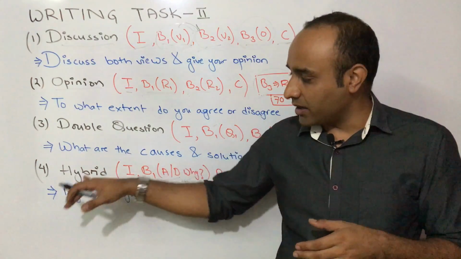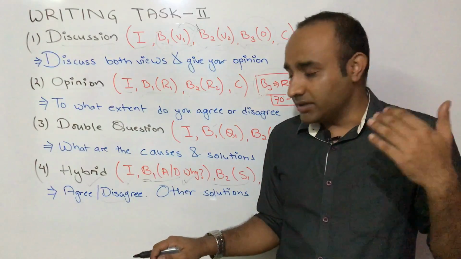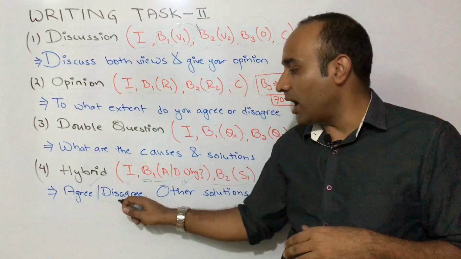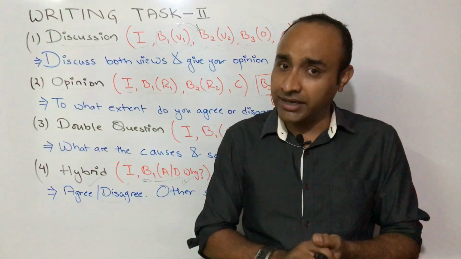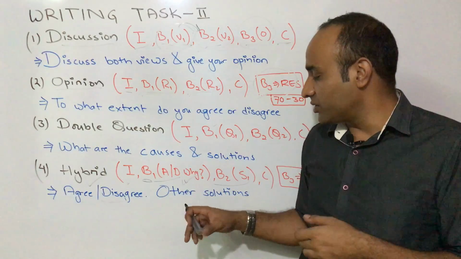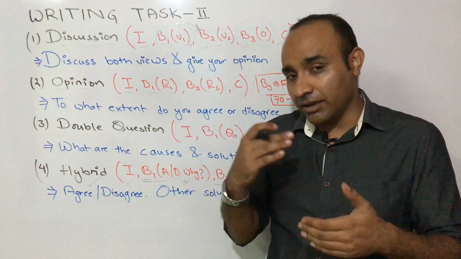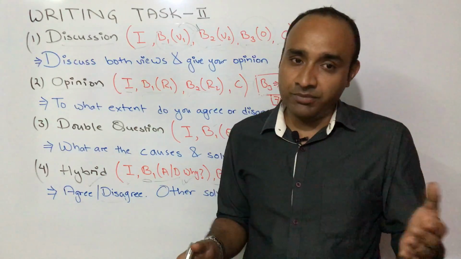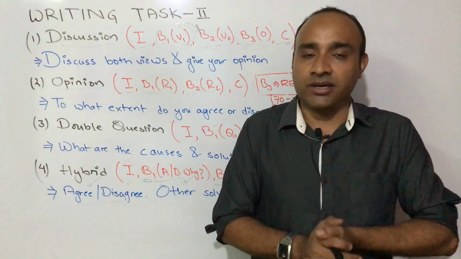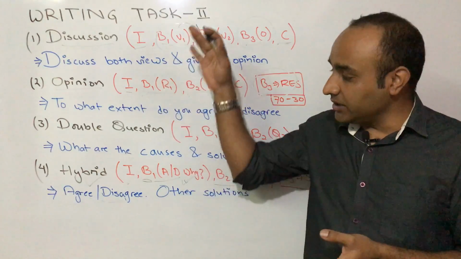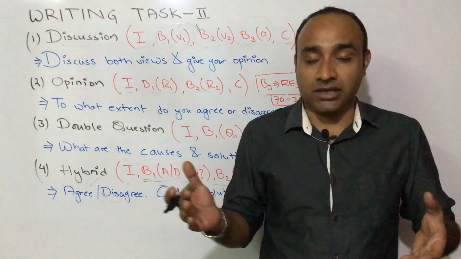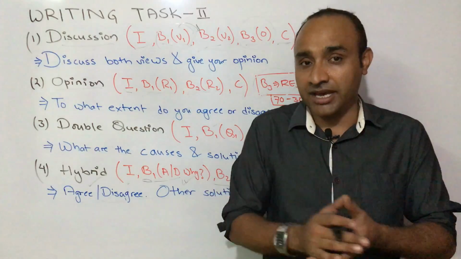So the first paragraph is going to be your introduction. The second paragraph, you are going to tell me why you agree or disagree. And then you're going to do a couple more paragraphs talking about the solutions. And then obviously you wrap it up at the end with a quick conclusion. So these are the four types of questions that British Council generally uses on your exam day.